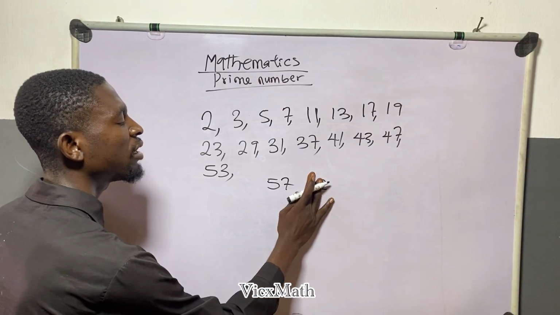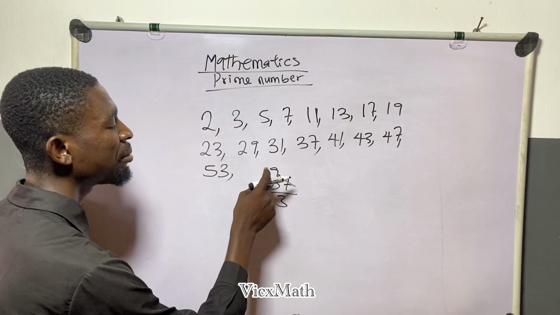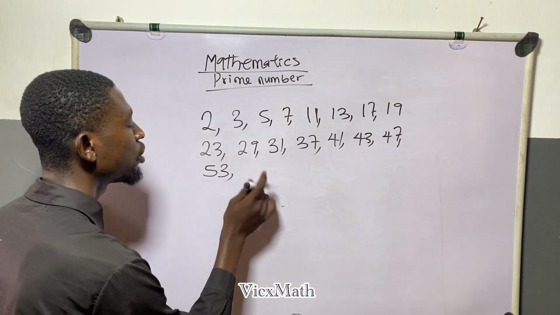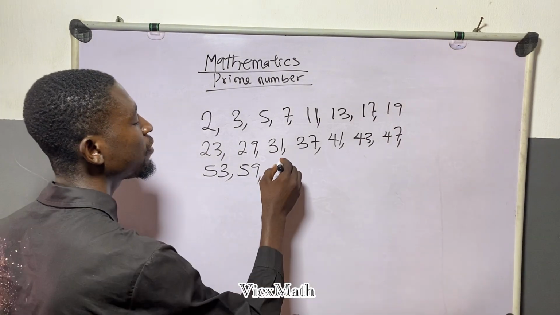That means 3 can divide it. Let's check. 3 here will give us 1 remainder 2. 3 here will give us what? 9. That means 3 can divide it, and 19 can divide it. So the next thing is 59. Are you with me? So after this, next one is 61.